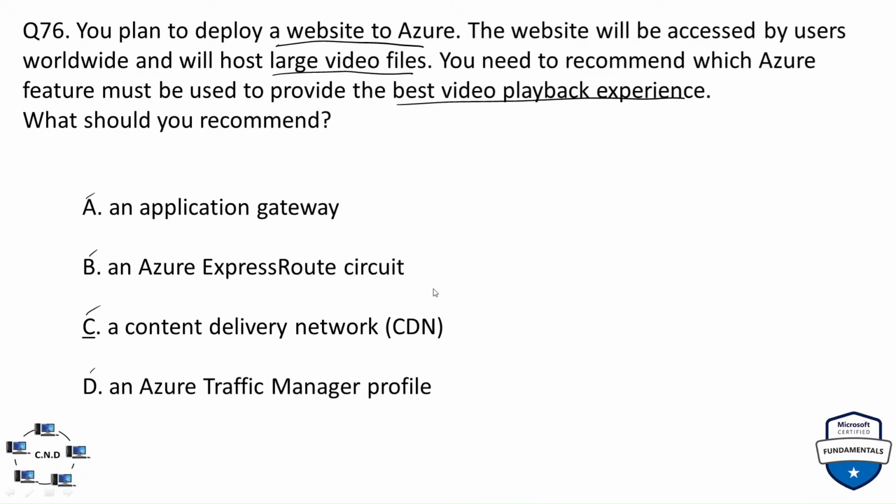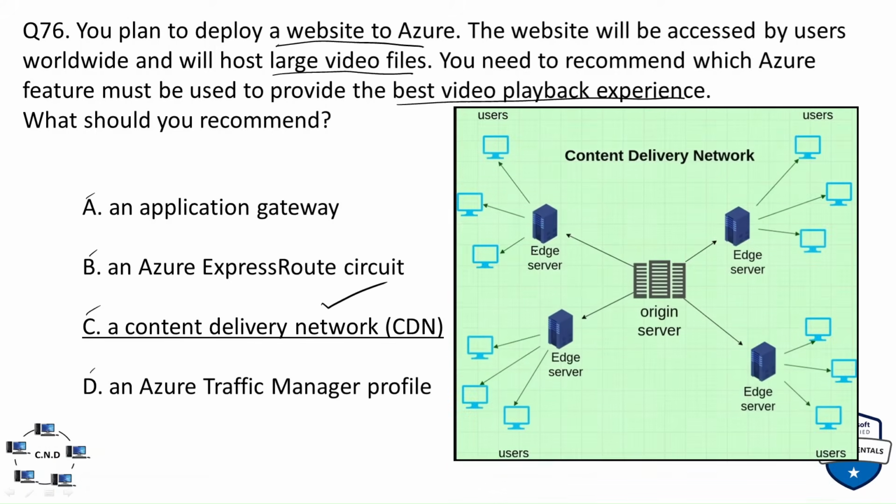And the correct option is the content delivery network. So what is a content delivery network? This diagram basically depicts a content delivery network. Here, let's suppose this is the origin server. Let's suppose our video file is stored here. And these nodes are basically part of the content delivery network.